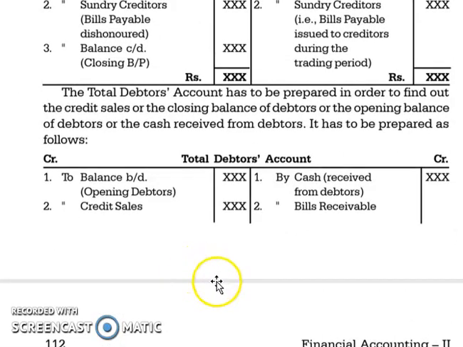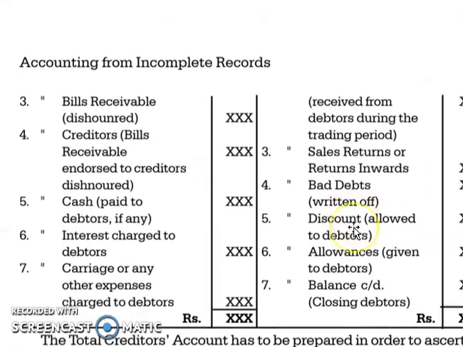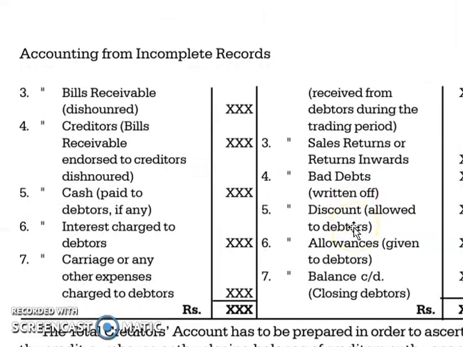And in the credit side we are having by cash received from debtors. This may be the balancing figure again. And second one, by bills receivable. Next we are having cash sales return or return inwards. Most of the time this item will appear, a common item it is. Which one? Sales return or return inwards. Bad debts, common item. That's the bad debt written off.